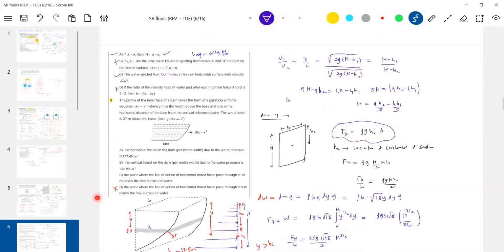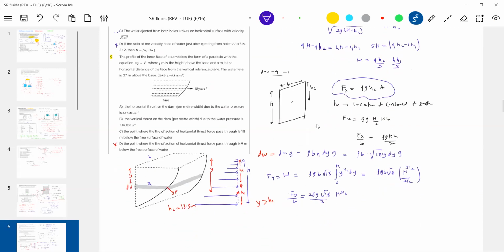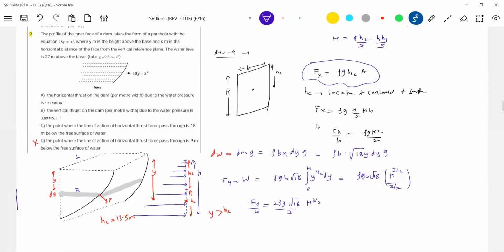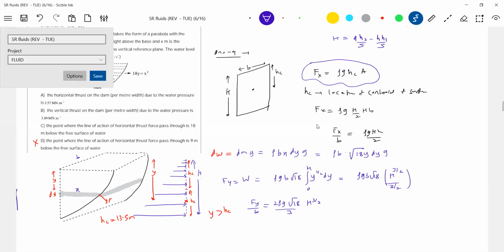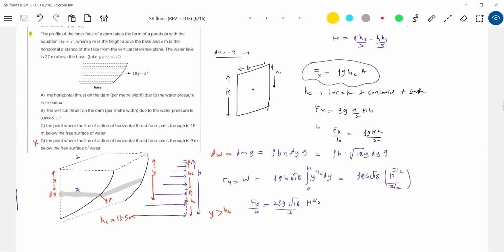Okay, let's do one thing. This is about the dam. I think some dam problem, you might have done many. I brought a curved one where y equal to x squared by 18. I think we did most of the problems with a vertical wall or inclined wall. This is a curved one. You can see this wall is a curved one.